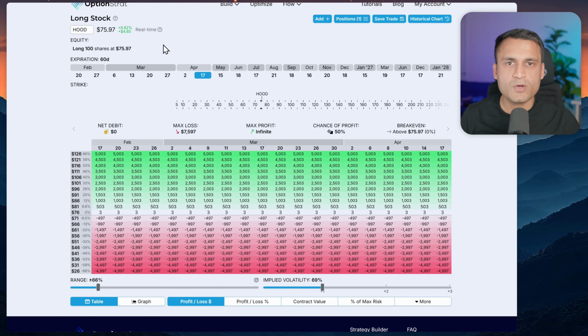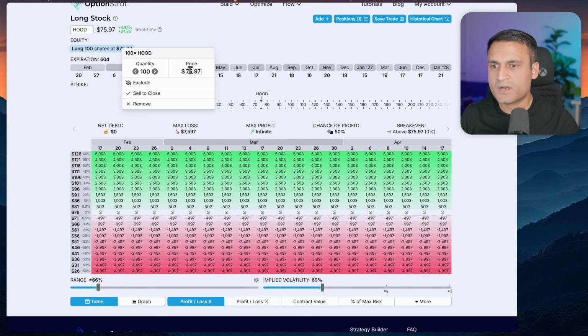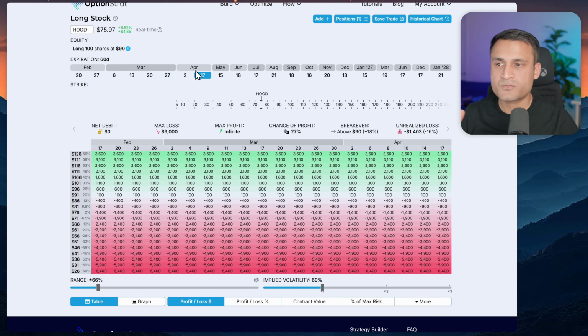Let's model it again on a different stock. Let's say I bought 100 shares of Hood stock when it was trading at $90 and now the price is near $75. So this has come down 17% from entry. That means I need the stock to go up 20% just to break even.